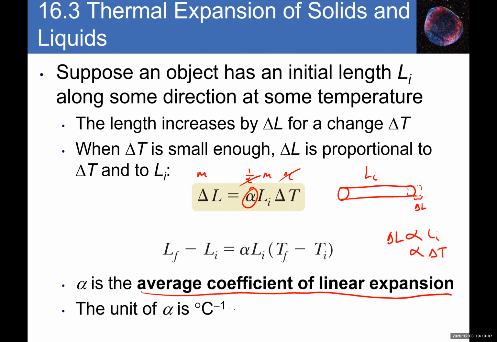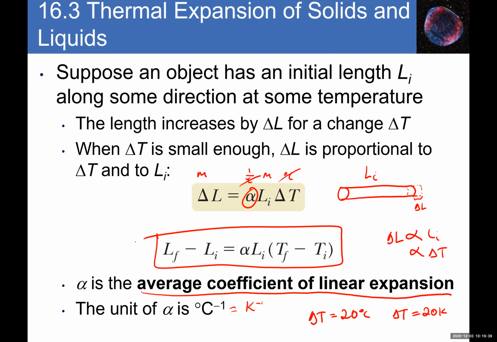1 per degree Celsius, or technically it can be Kelvin to the -1, because you can represent this delta T also in terms of Kelvin. But because it's delta T, they're equivalent. You don't have to convert back and forth. If the temperature has a 20 degrees Celsius variation, going from 20 degrees Celsius to 40 degrees Celsius, it's also equivalent to a 20 Kelvin variation. So that's why you can just leave it in terms of Kelvin or Celsius. But this equation, again, represents the linear thermal expansion. It's linear because it's one dimensional.